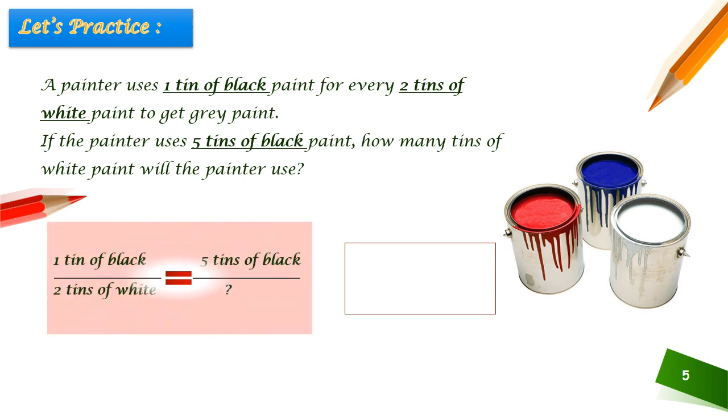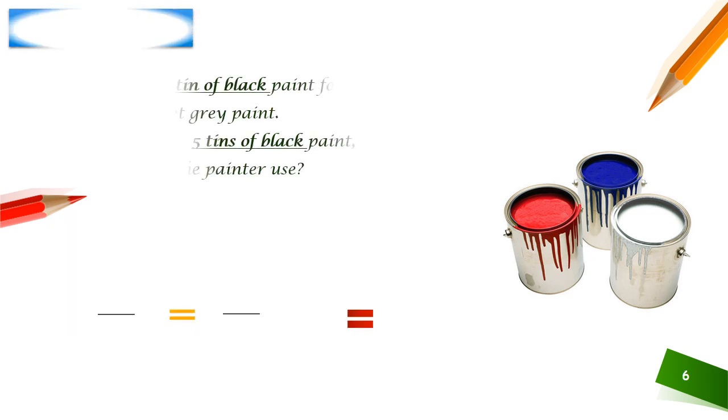So we have unknown number. This is a ratio. 1 tin of black to every 2 tins of white. So 5 tins of black, how many tins of white paint will he use? This is how we write the ratio, 1 to 2. It's equal to 5 to unknown. We can also write it as a fraction.